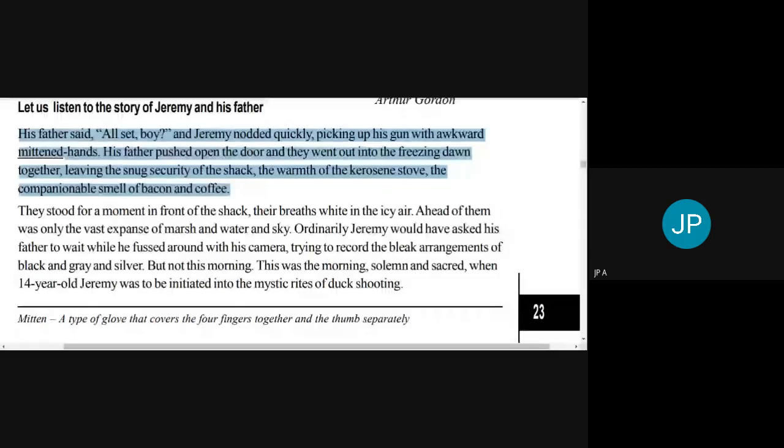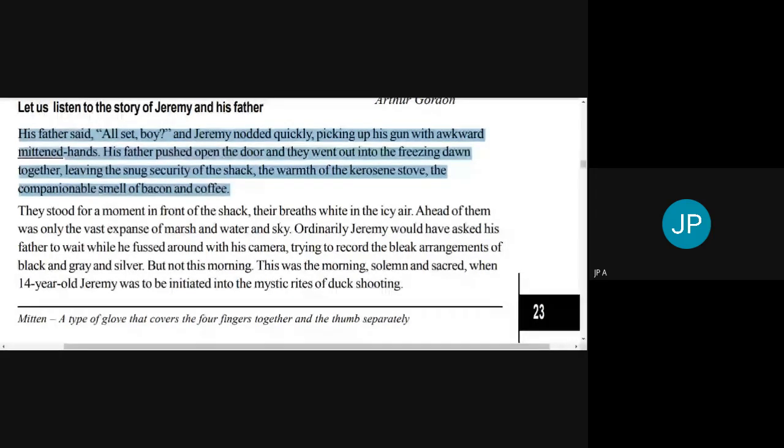Snug means comfortable. So they live in a shack. A shack cannot be called a small house; it is a hut. It may be made of a temporary roof and all. So that is where they live, because they are not very rich people, they are hunters. So they live in a shack.